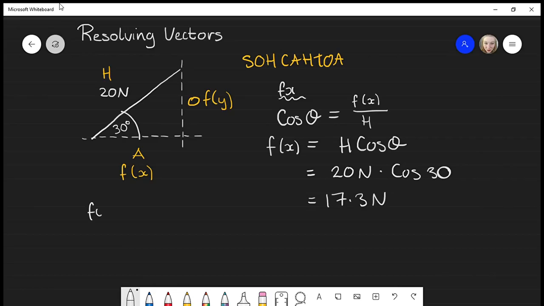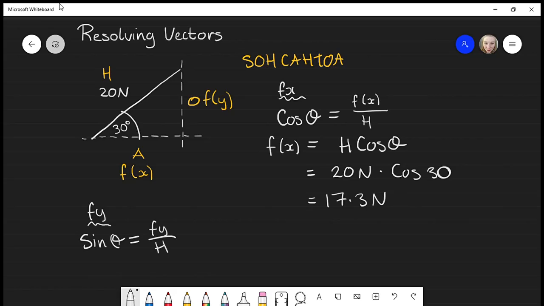And we can do exactly the same for the y. So fy, we have the opposite, which is fy. We've got the hypotenuse and we've got the angle. So in SOHCAHTOA, what do we have that has the hypotenuse, the opposite, and the angle? We've got sine. So exactly the same as for fx, sine theta is fy over the hypotenuse.